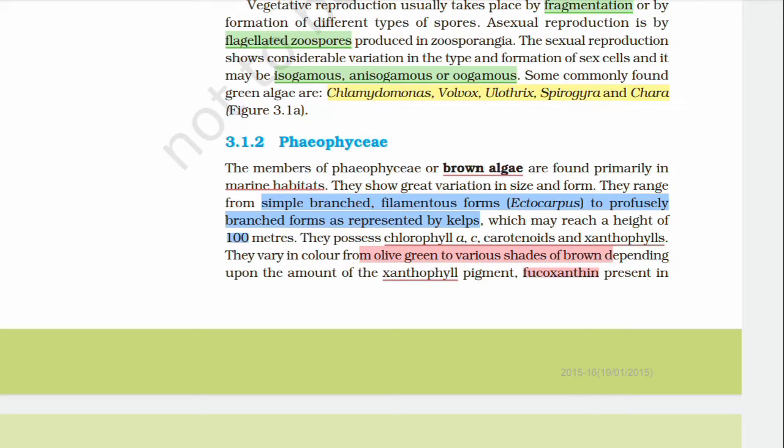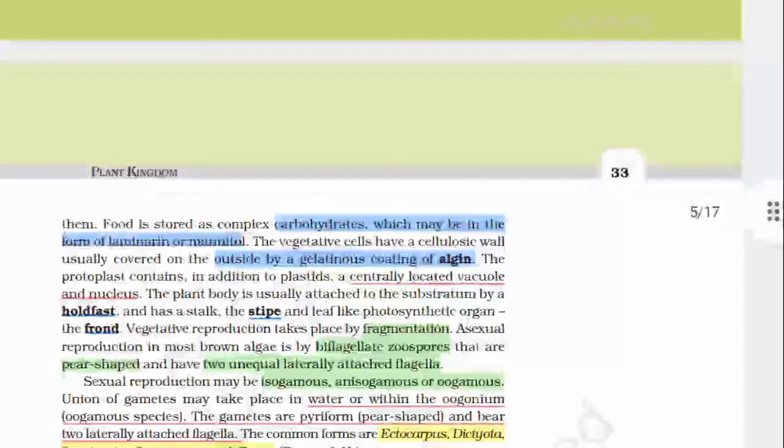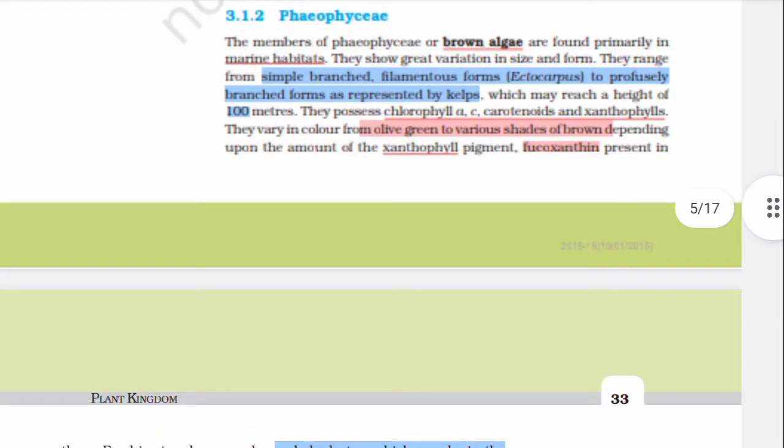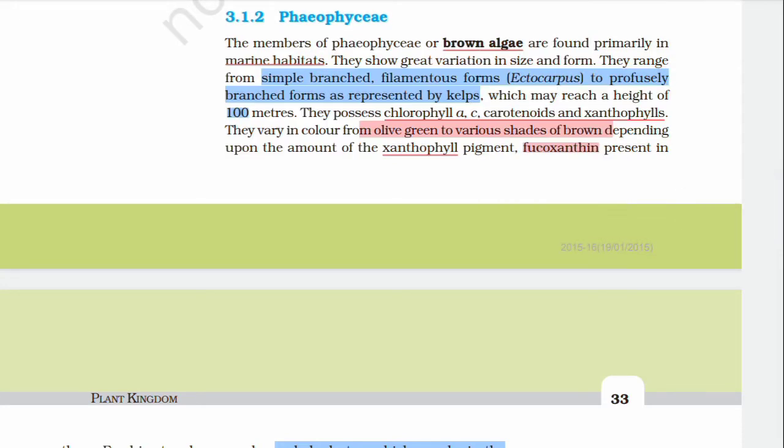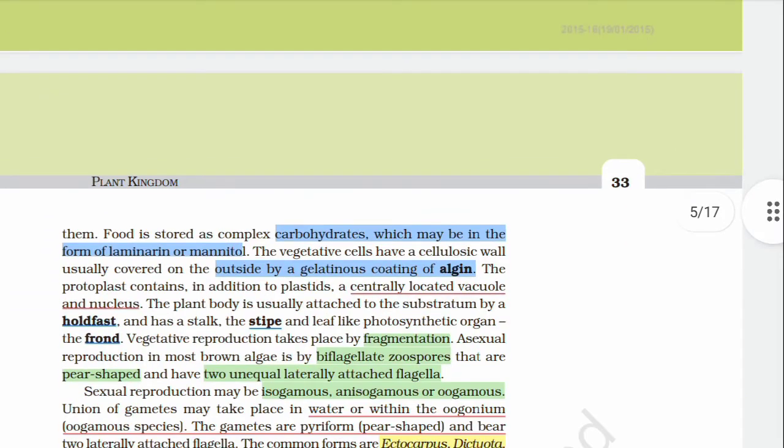Okay, this color change is due to the presence of xanthophyll pigment, that is fucoxanthin, present in them. Due to the presence of fucoxanthin, they may be of brown color. Next, the food stored as complex carbohydrates. The food is stored in the form of carbohydrates, which may be in the form of laminarin or mannitol. This is important. The food is stored as laminarin or mannitol.